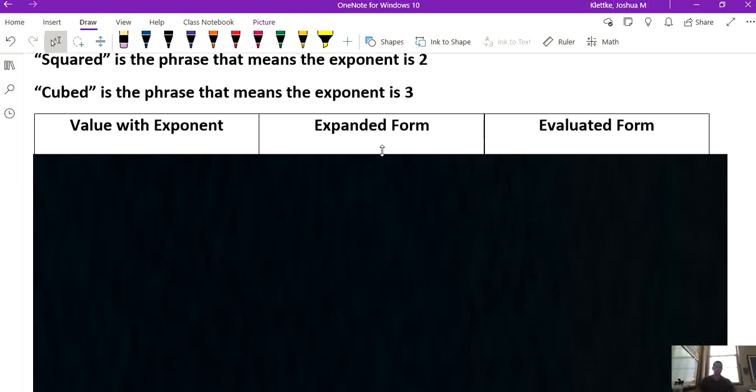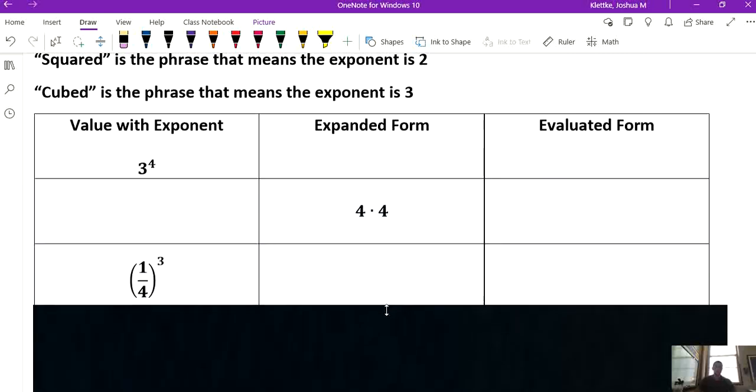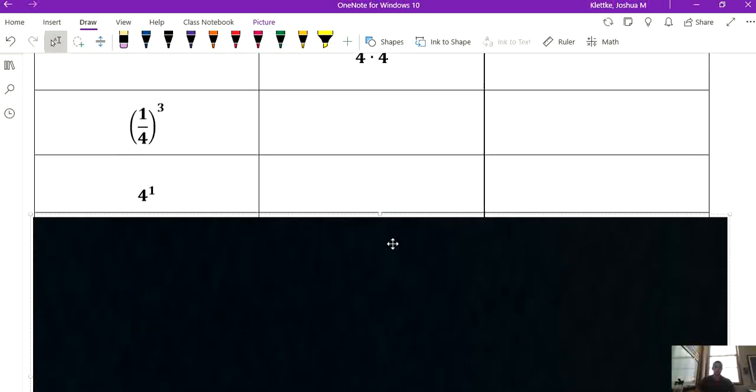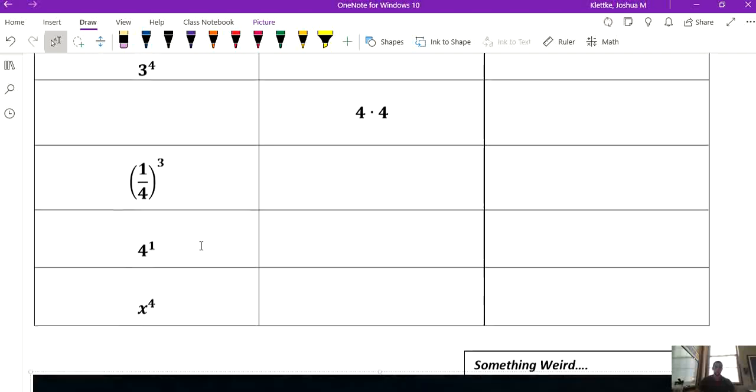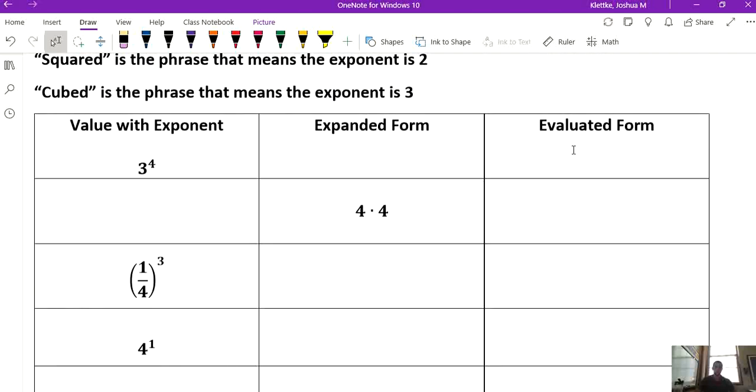I want you to set up a table. Your table will have 5 rows, 3 columns. Let's start by looking at this first value with an exponent here. So we see the base. The base is 3. The exponent in this one is 4.